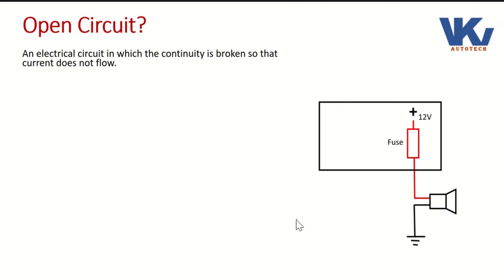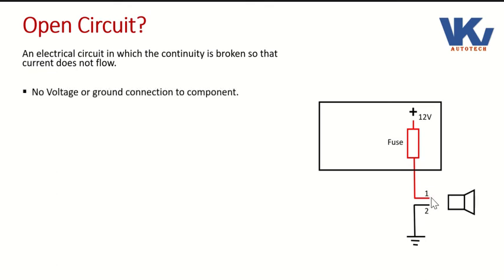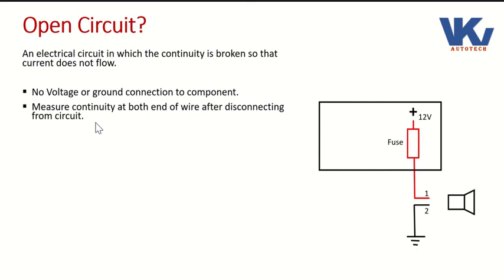So to detect the open circuit, first you need to detach that particular component from the point, and after detaching that component you need to measure the voltage or ground at these 2 points, because at the first point you can get the voltage and at the second point you can get the ground, and measure the continuity at both points of the wire after disconnecting from the circuit. Now you are measuring the voltage at this point. Voltage is not coming, so maybe the fuse is blown. Fuse is okay and the 12 volt is available at the fuse.